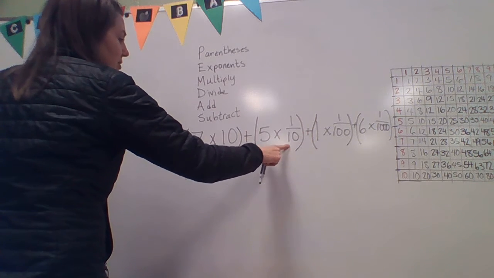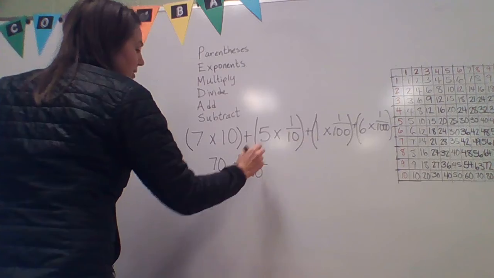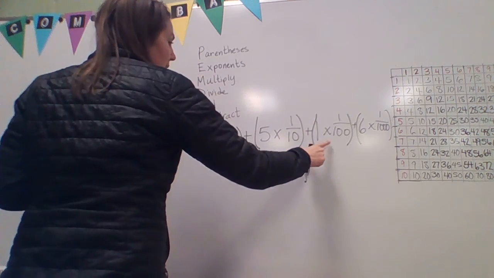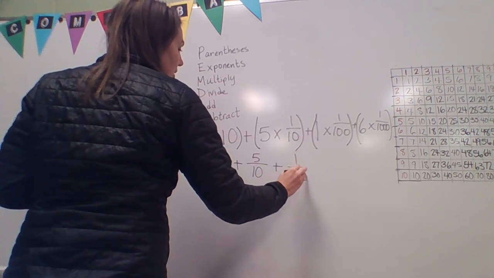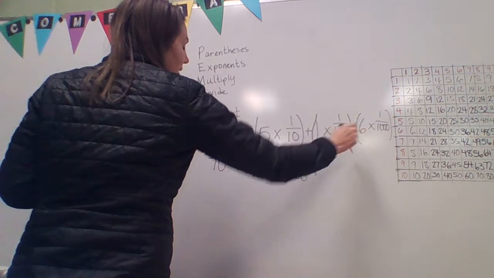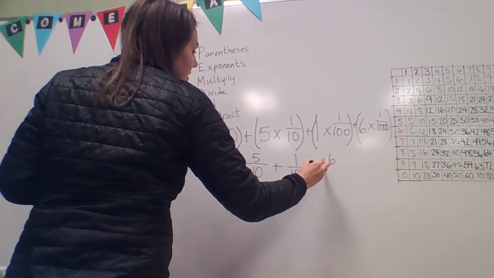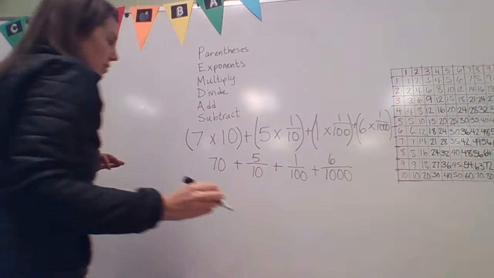I'm going to add that to 5 times 1/10, which would be 5 tenths, right? Because I have 5 1/10ths, I have 5 tenths. I'm going to add that to 1 times 100th, or 1 hundredth. And I'm going to add that to 6 times 1,000, or 6 thousandths, right?